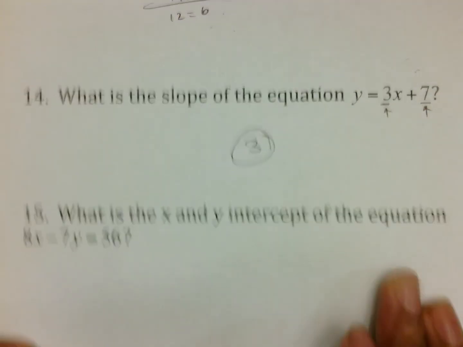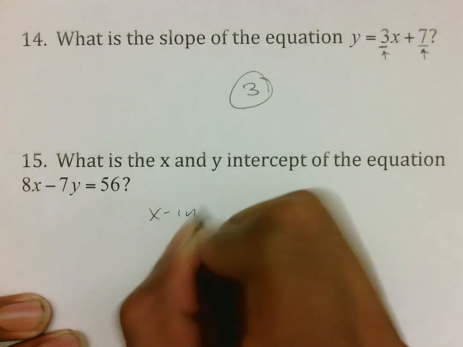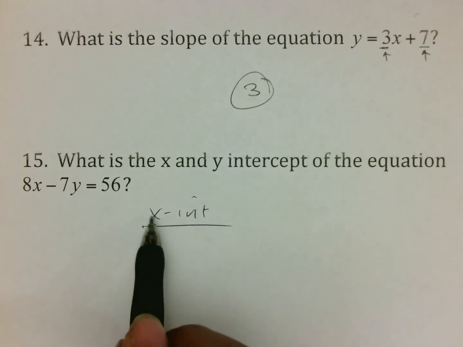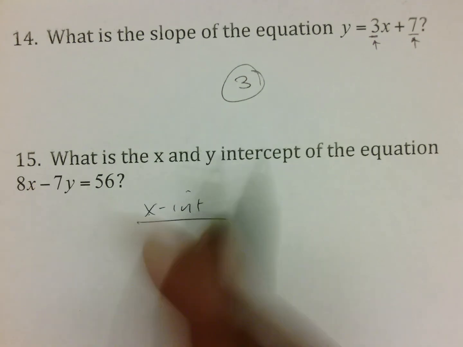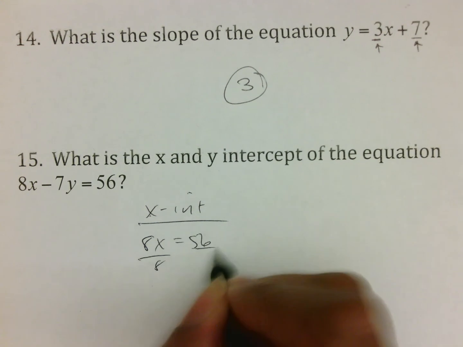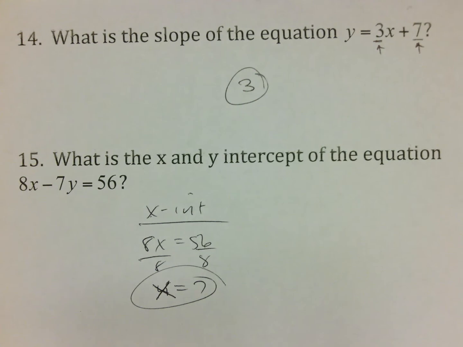And then the very last thing we're going to look at is intercepts, because that's another important thing in algebra. If someone asks you for the x-intercept, it means that you find the x-intercept by ignoring the letter that we don't care about. Since we care about x, that means we ignore y. So again, x-intercept means ignore y and do what we did here before. 8x equals 56. Dividing by 8, we get x equals 7. So our x-intercept is 7.